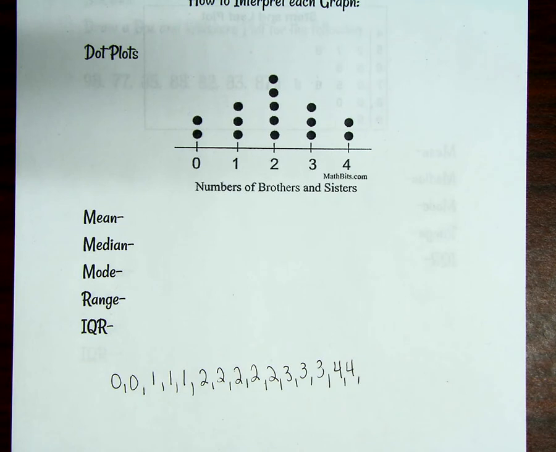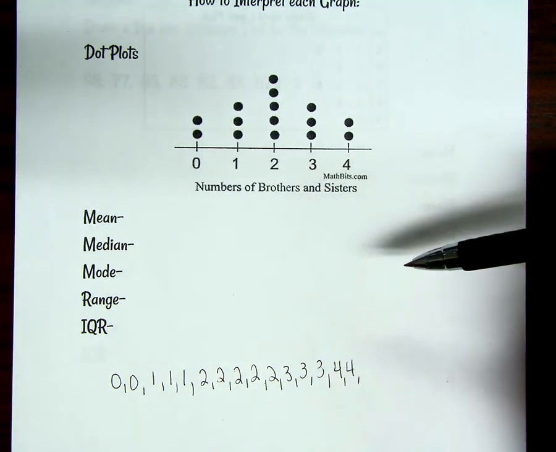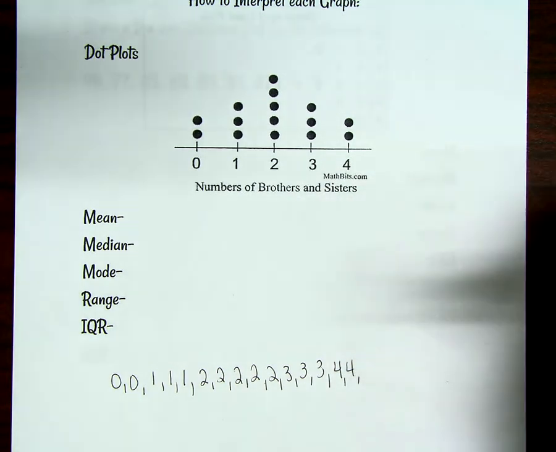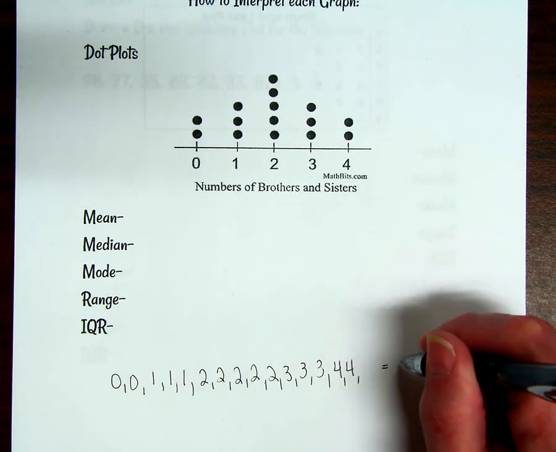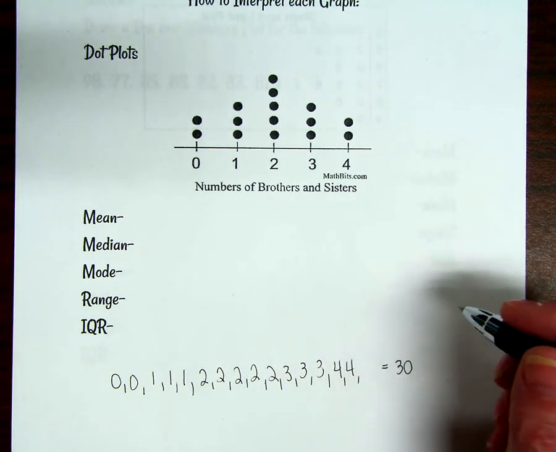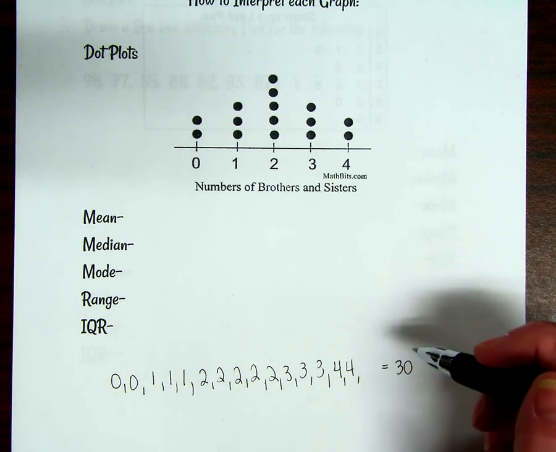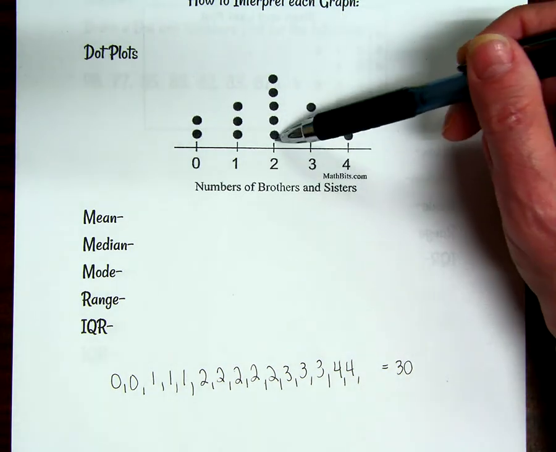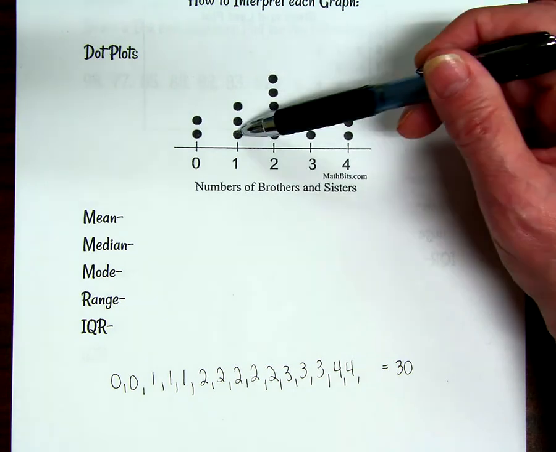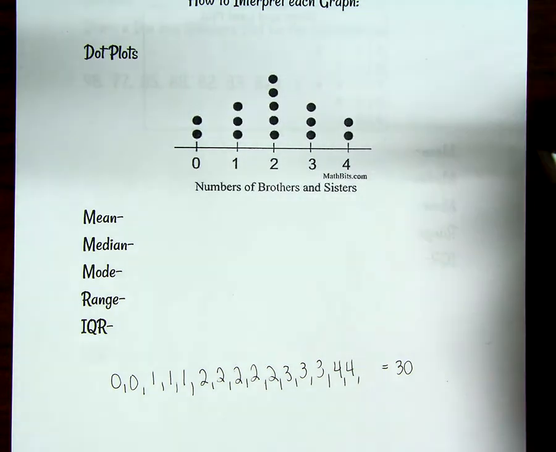Okay, so to get the mean, I need to add these numbers up. When I add them, it equals 30. And then I need to divide by how many numbers that I have. So I have 1, 2, 3, 4, 5, 6, 7, 8, 9, 10, 11, 12, 13, 14, 15.